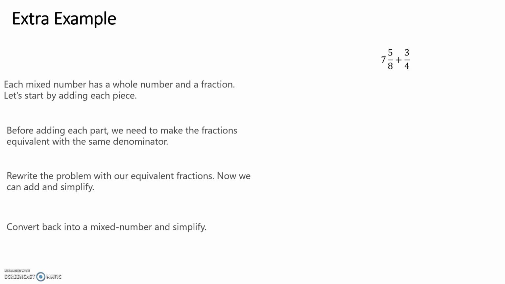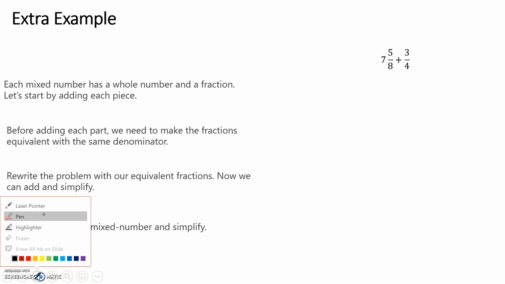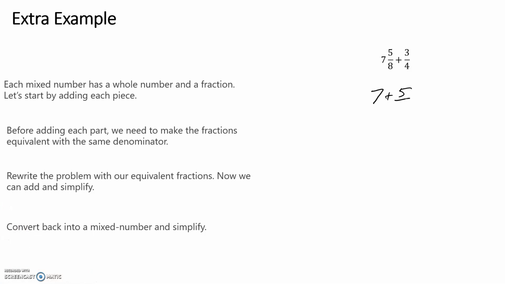All right, so welcome back. I'm going to do this one kind of quickly. I'm not going to talk through the steps, I'm just going to do it and then go over it. I'm going to do it all in black just to save some time. I have 7 plus 5/8. I don't have a whole number on that other fraction, so it's just 5/8 plus 3/4. Now I need to convert 3/4. It's the same thing as 6/8, because 8 is a common multiple of 4.